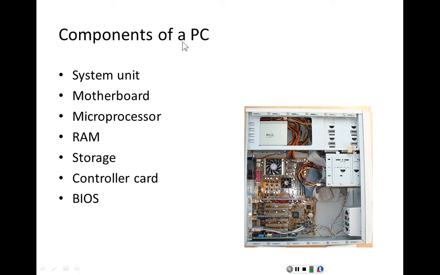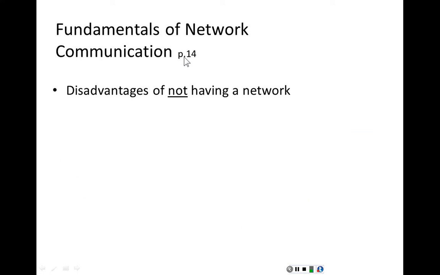So the components of a PC include the system unit. In the system unit is the motherboard. Mounted on the motherboard is the microprocessor and RAM. Data can be stored to the hard disk. A network interface card is an example of a controller card, and the BIOS controls the boot process. Let's now turn to page 14, Fundamentals of Network Communication.